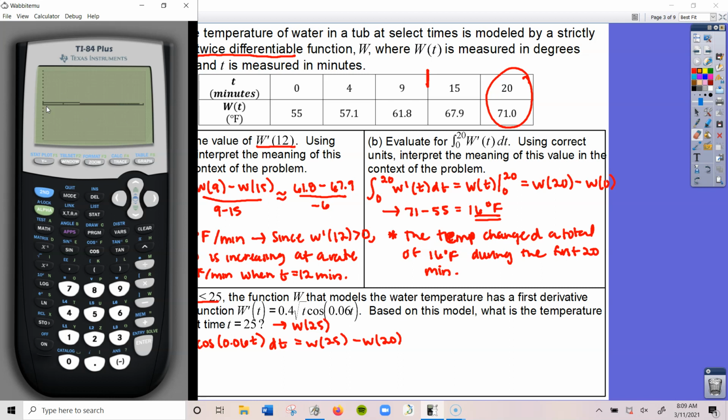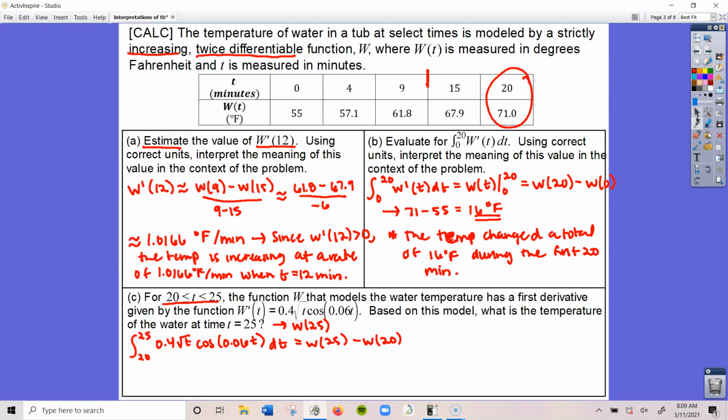Now again, it doesn't really matter so much what my graph here looks like because the calculator is going to get the value that I need anyway. So now I'm going to go to my second calc menu and integrate. My lower limit is 20 and my upper limit is 25, and I get a value of 2.0431.